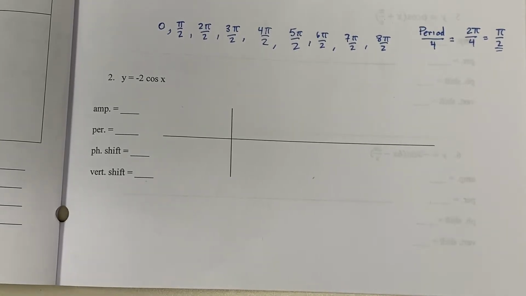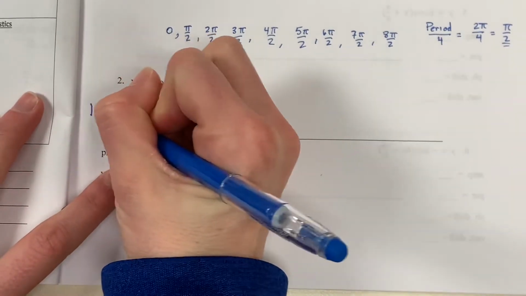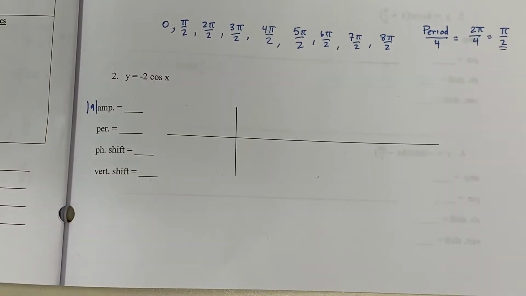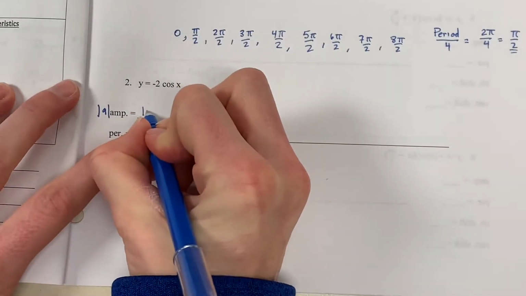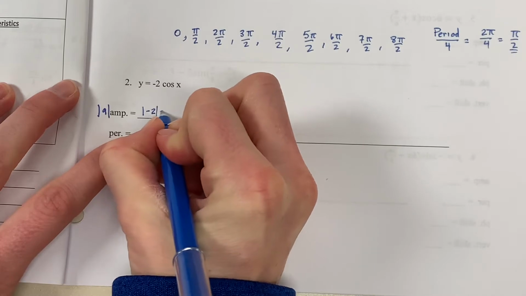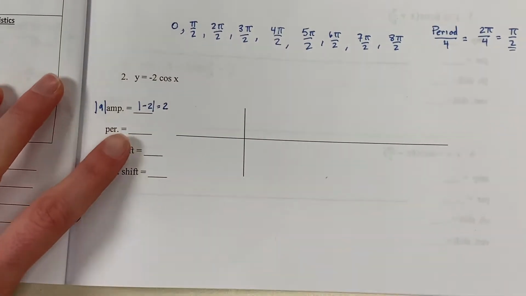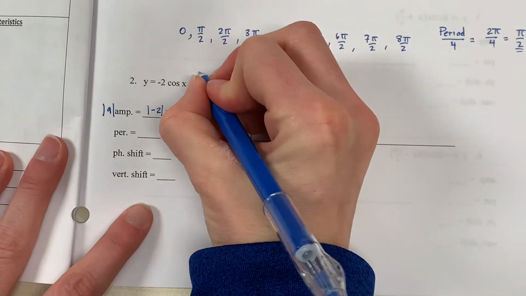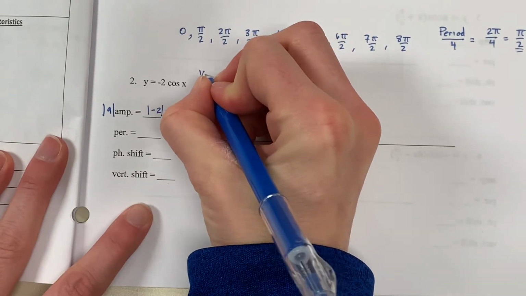In problem number 2, I'm going to graph y equals -2 cosine x. Now, to find my amplitude, I take the absolute value of a. A is the number directly in front of cosine. So the absolute value of -2 is equal to +2. Now, this is a vertical stretch by 2.